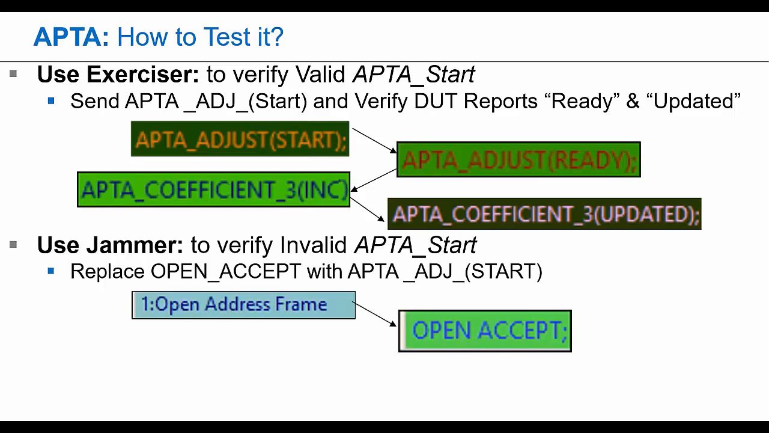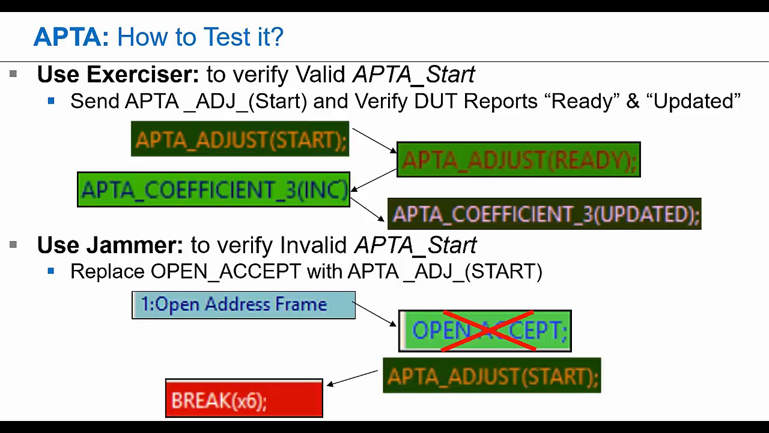You may also want to verify that devices don't respond to APTA requests, like during a data transfer. Here it would be probably easier to use the jammer. You could wait for one side to open a connection, then replace the open accept with an APTA start. A real device should ignore this and reply with break, even though the connection isn't established yet. The management layer should disable APTA as soon as it sends that open. So that's the behavior you're looking for.